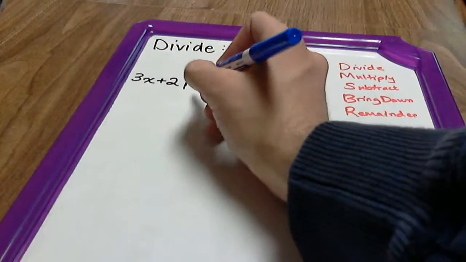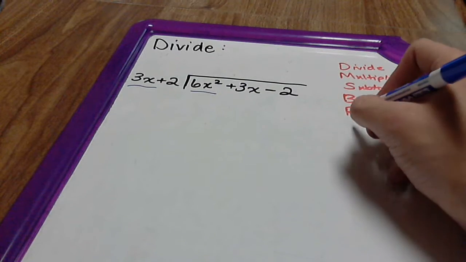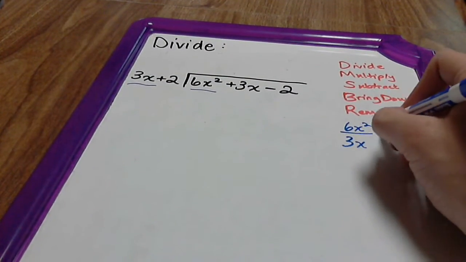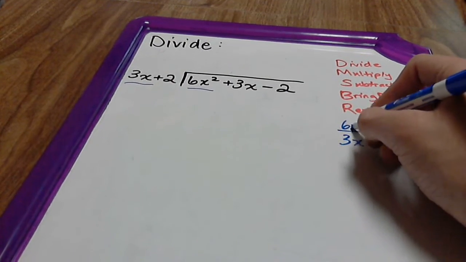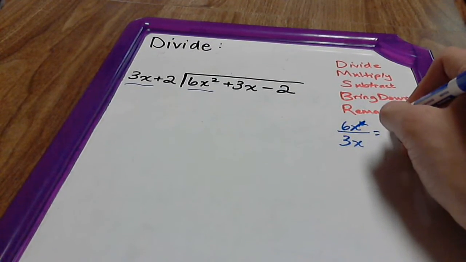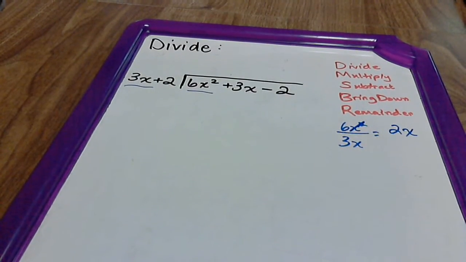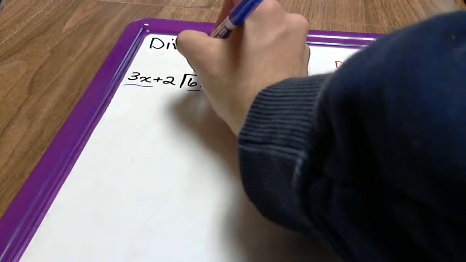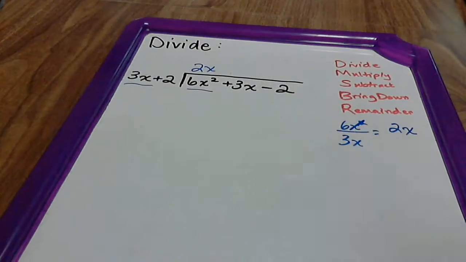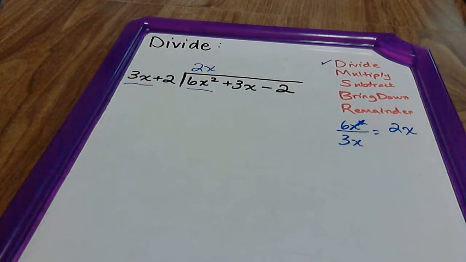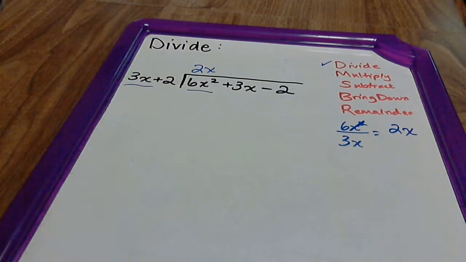So we're going to do the first thing and divide them. So 6x squared divided by 3x equals, x's cancel out, and so you have 2x when you divide those. So then that will go on the top here, 2x. Okay, so that's the divide step. We're just dividing the terms.